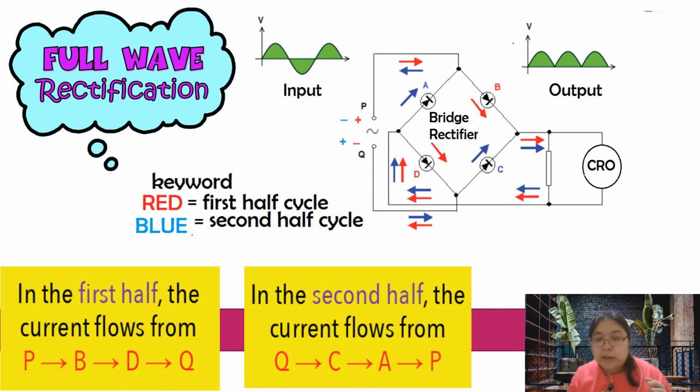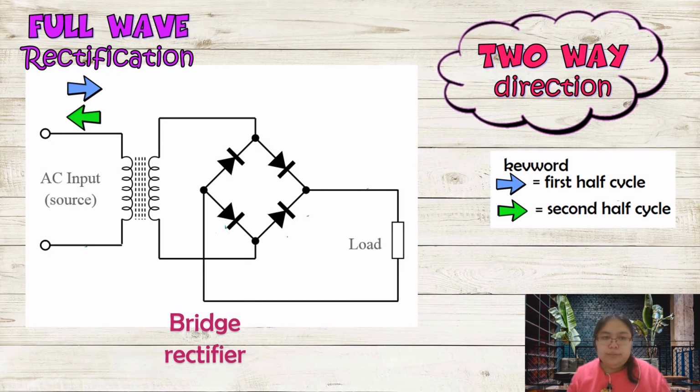Okay, then you must draw. After you draw, you must draw the arrow. Label the arrow, to show how the current flows. So this one is an example for the bridge rectifier. From here, the label I show here first. Okay, let's see the blue and also the green arrow.